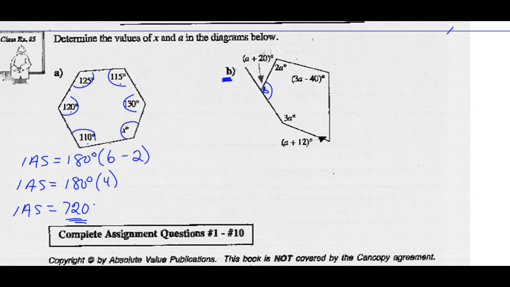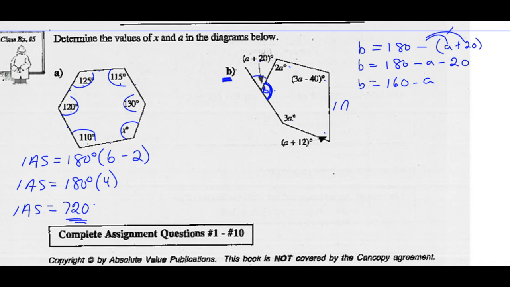How do I find the measure of angle B? Well, I know that B plus this angle have to add up to 180. So that angle is going to be 180 degrees, subtract A plus 20. So that angle is going to be 180 minus A minus 20. So 180 minus 20 is 160 minus A. So this angle right here has to have a measure of 160 degrees minus A. Now that I know all these angles in terms of A, I can figure out the value of A.